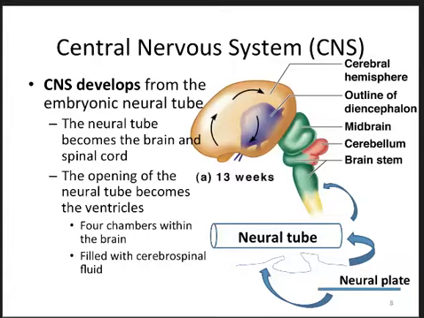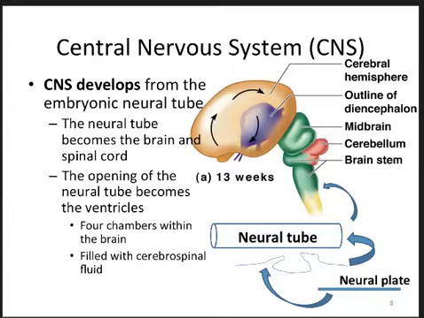The brain, once it fully develops, is going to have a total of 4 ventricles: 2 lateral ventricles, a third ventricle between them, and a fourth ventricle below the third ventricle that sits in between an area of the brainstem called the pons and the cerebellum.